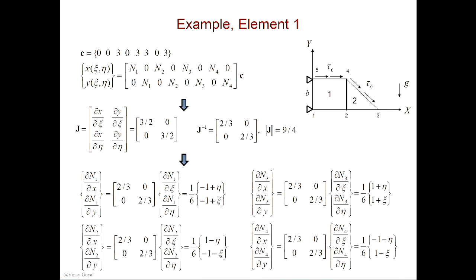When I multiply this times C, I will get 3/2, 0, 0, 3/2. That's what I get. J inverse is quick. It's 2/3, basically the inverse of that. And then the J determinant is 9/4. Okay, I think that makes sense. Let's see if it makes sense. We can actually make sense out of this.